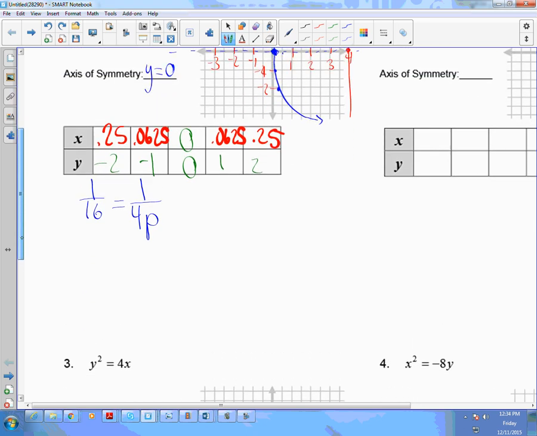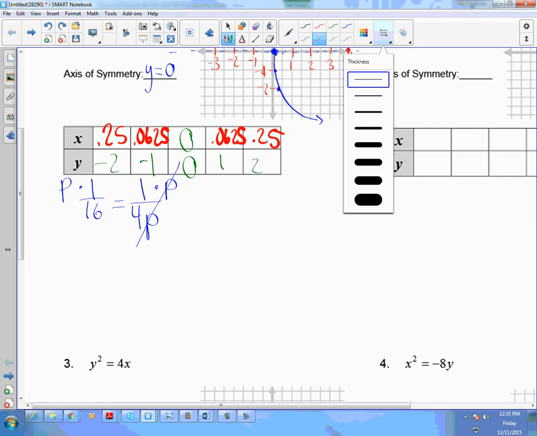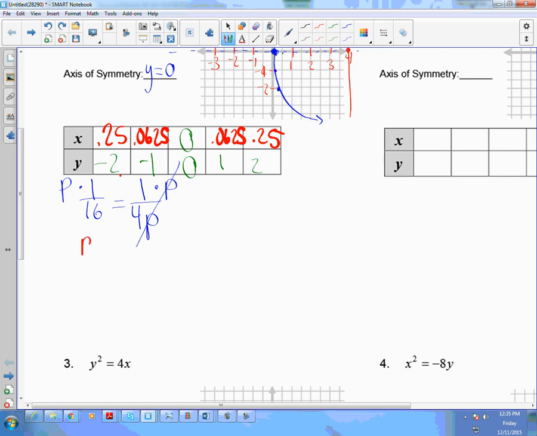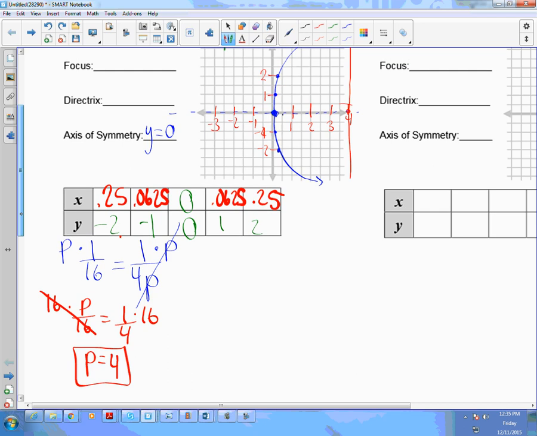So write with me: p is a big number, so multiply by p on both sides. It cancels out on top, and I get p over 16 equals 1/4. I mean, I want p by itself, and the 16 at the bottom. How do I get rid of that? Multiply by 16. So I get p equals 4, which means my gap between the vertex and the focus is 4.